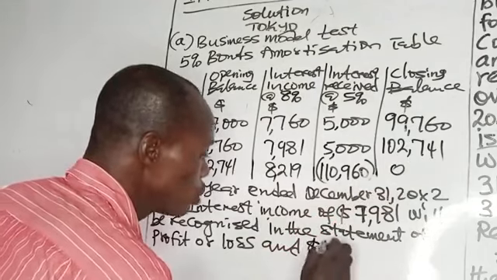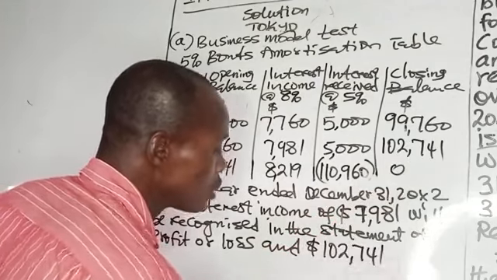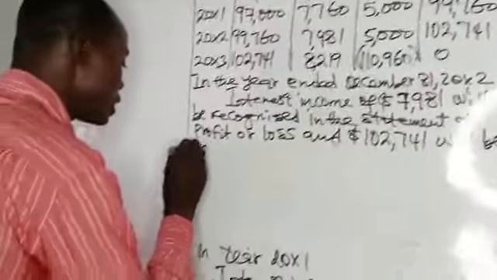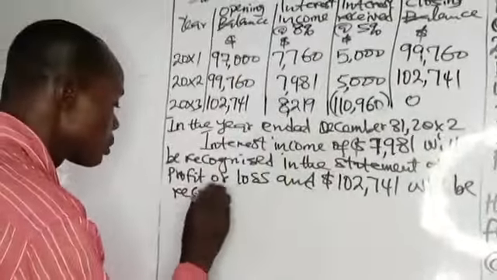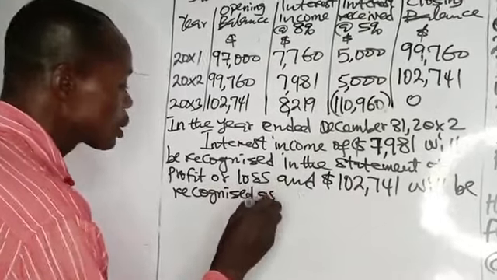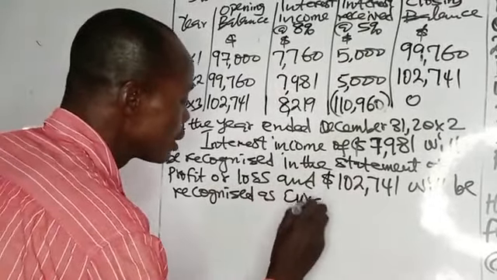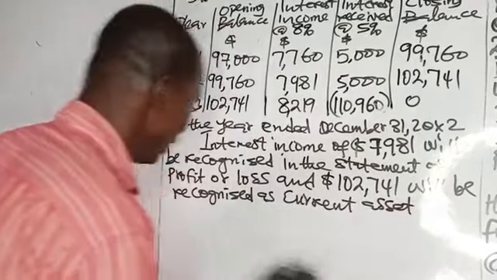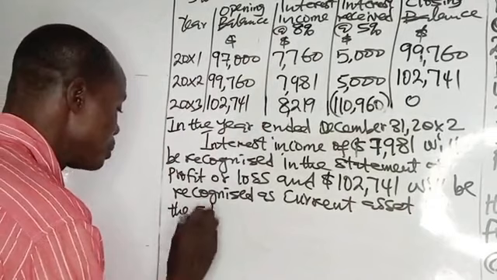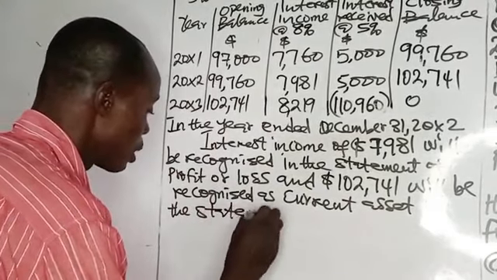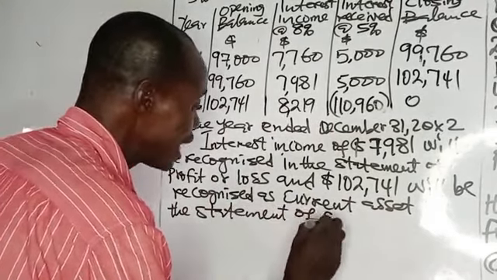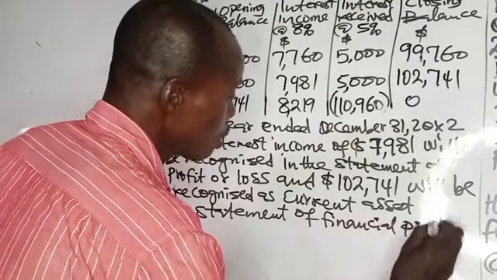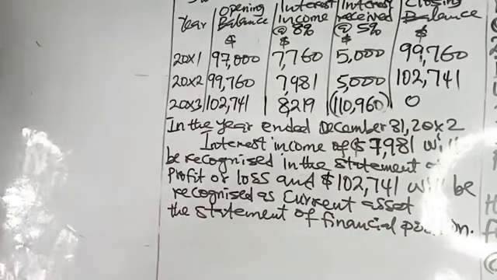and 102,741 will be recognized as current asset in the statement of financial position. Why current asset this time around?